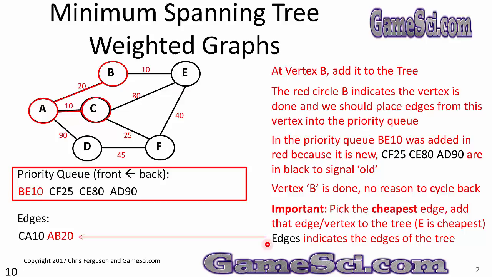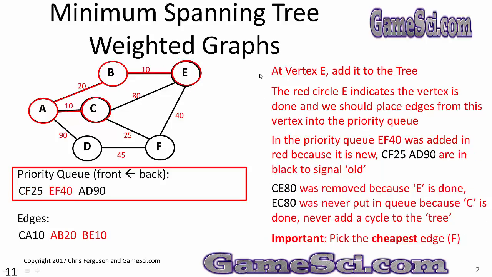Notice the edges list. It indicates the edges of the tree. These are the edges used to build the minimum spanning tree. CA10 was an edge to add A to the tree. AB20 was an edge to add B to the tree. And BE10 is going to be added to this list to add E to the tree. Add vertex E, add it to the tree.